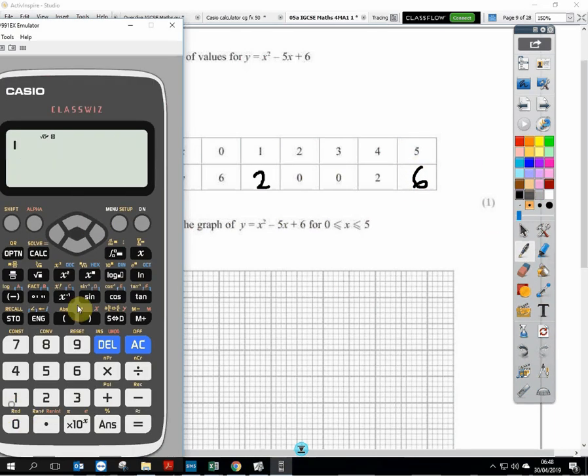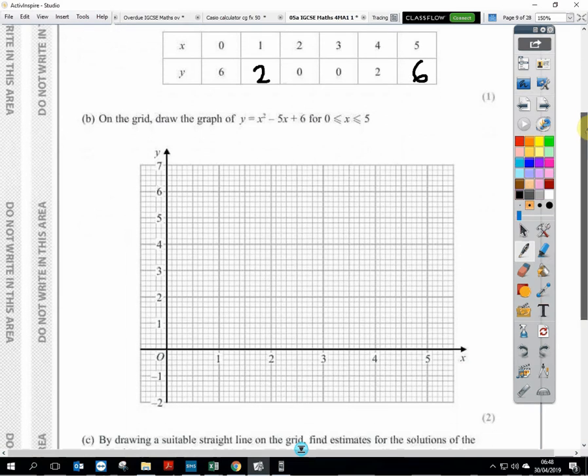Menu 1 to get it out of this mode. Okay, now plot the points. 0 goes to 6, 1 goes to 2, 2 goes to 0, 3 goes to 0, and 5 goes to 6.